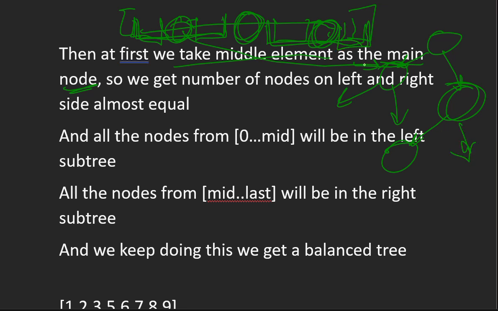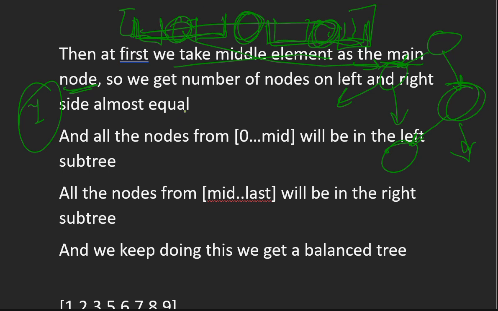So what is our approach? We are equally distributing the elements on the left side and right side. That will make our tree balanced, because the number of nodes on the left side and on the right side at each node is almost equal. It means there can be a difference of at most one node.